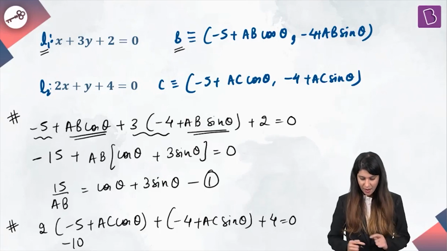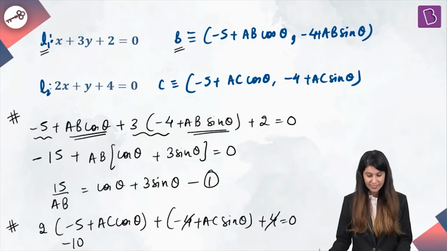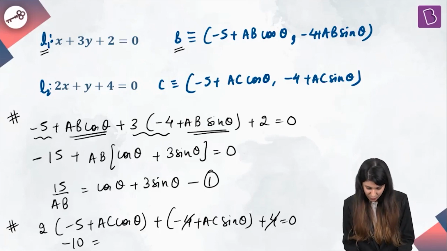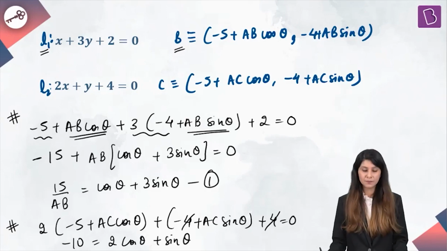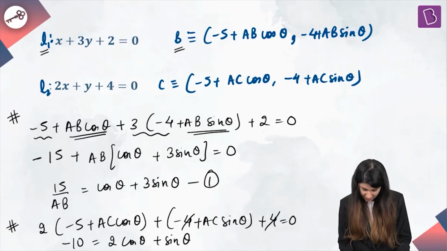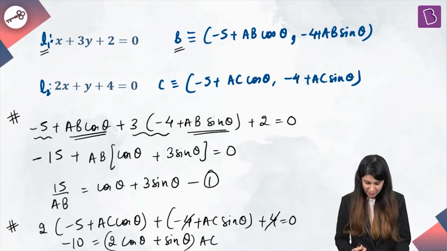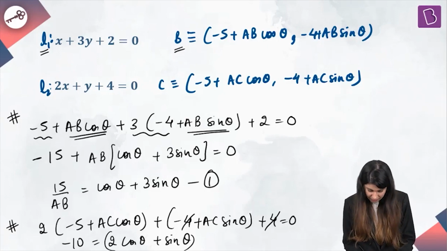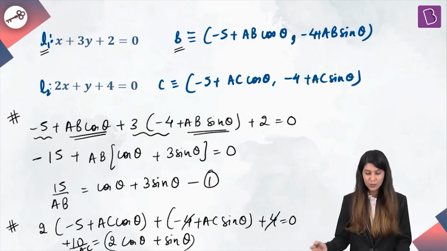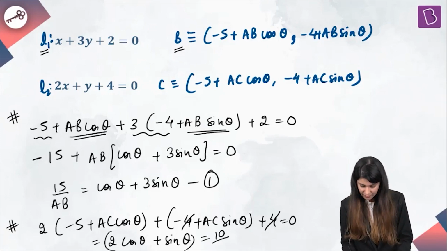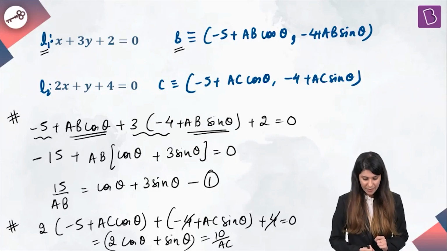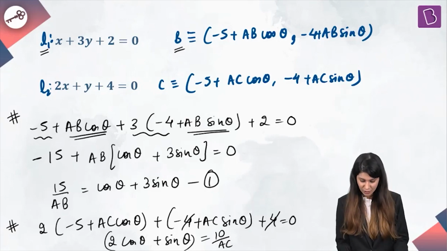Okay, minus 10. Minus 4 and plus 4 will get cancelled out. Minus 10 will be equals to what? 2 cos theta plus sine theta. And minus 10 is equals to, and an AC involved over here. Or rather, let me write it as 10 by AC is equals to 2 cos theta plus sine theta. Yes, 10 by AC is equals to 2 cos theta plus sine theta. This is equation number 2.